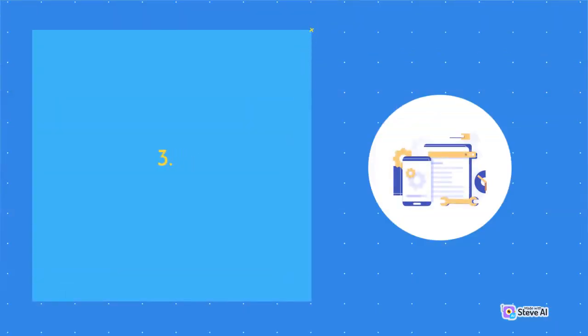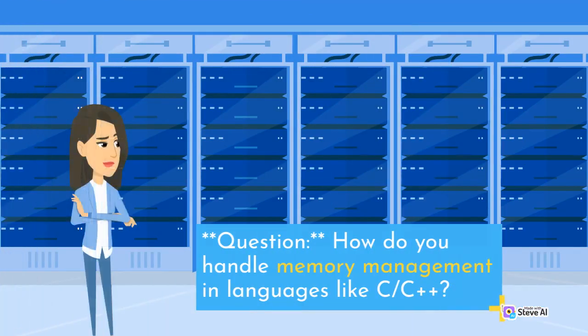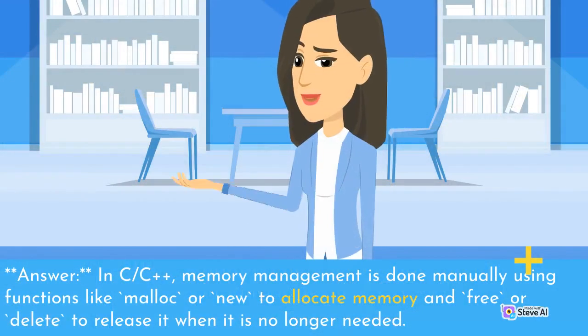3. Question: How do you handle memory management in languages like C, C++? Answer: In C, C++, memory management is done manually using functions like malloc or new to allocate memory and free or delete to release it when it is no longer needed.